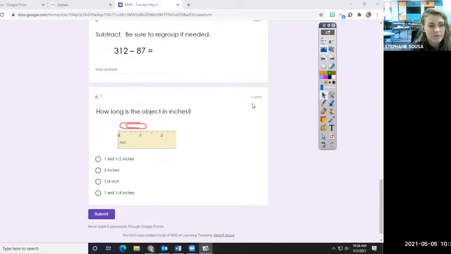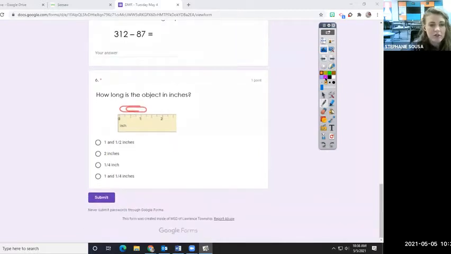Alrighty, next one. How long is the object in inches? Well, let's just double check that they lined up at the 0. They did. Yay. Now I'm going to see this is a full inch, so that's 1. And then they've got 1/4. There it is, a smaller hop. Look at that pattern. So the correct answer is 1 1/4 inch. Hooray! Questions?